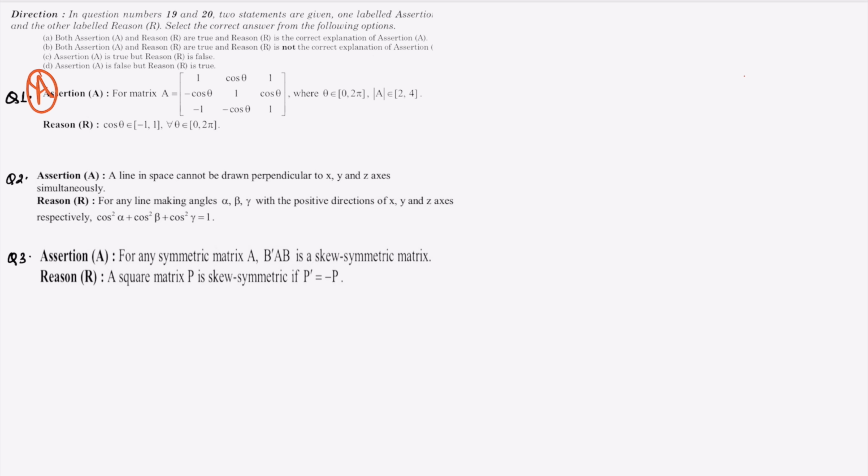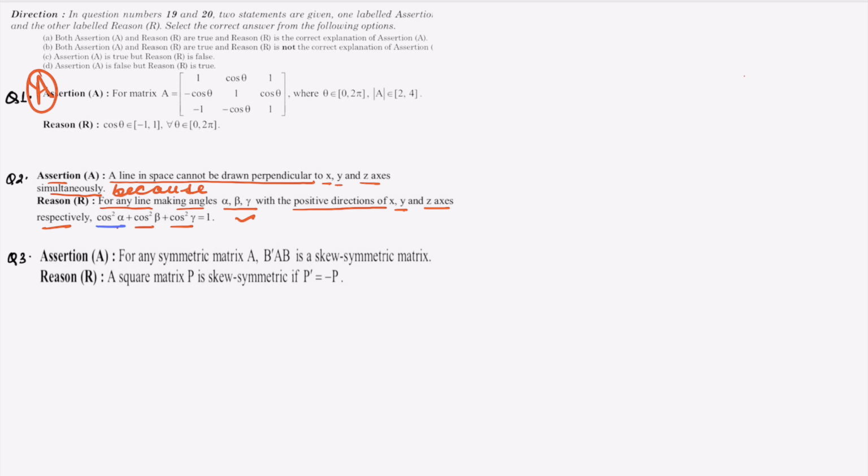Clear? Okay, in question number 2, assertion is saying a line in space cannot be drawn perpendicular to x, y and z axis simultaneously. Here again we will write because for any line making angle alpha, beta and gamma with positive direction of x, y and z axis respectively, cos square alpha plus cos square beta plus cos square gamma is equals to 1. The reason is correct because we know that sum of squares of direction cosines is equals to 1.